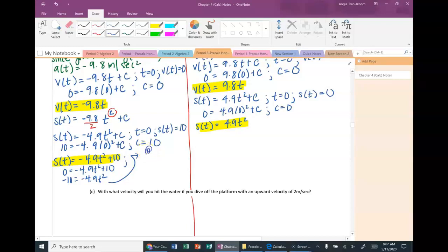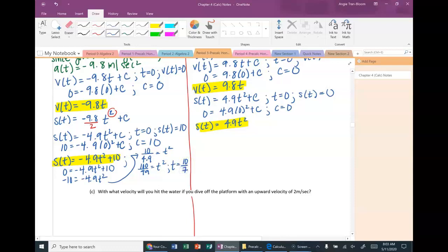That's going to give us a positive 10 over a positive 4.9 equals t squared. I'm going to get rid of my decimals, so now I have 100 over 49 equals t squared. That means t is going to come out to plus or minus 10 over 7. Well, time can't be negative, so I can only take a positive 10 over 7.